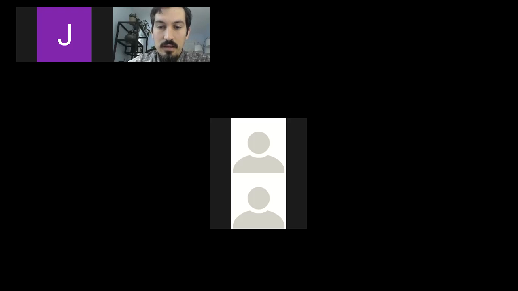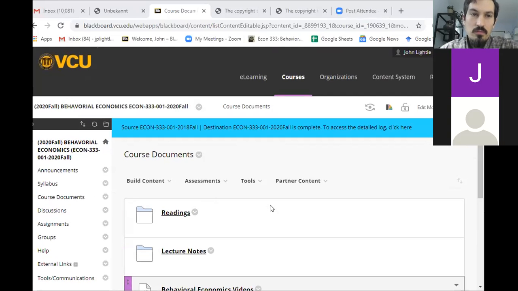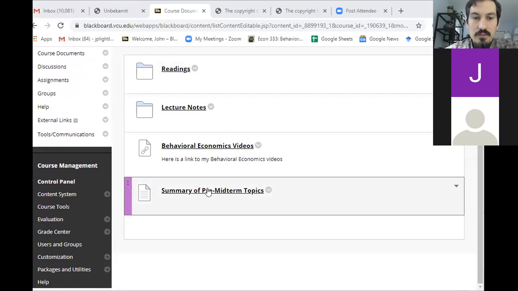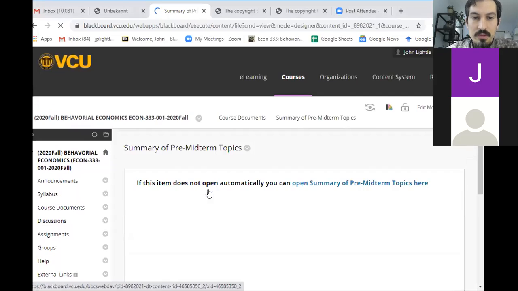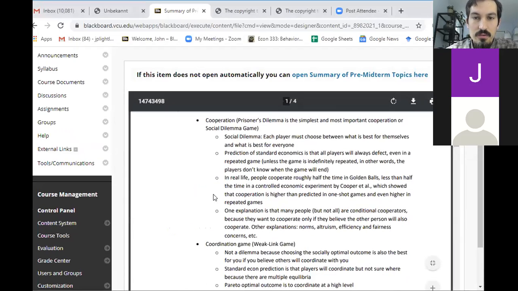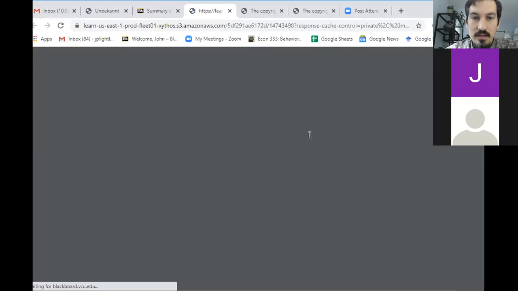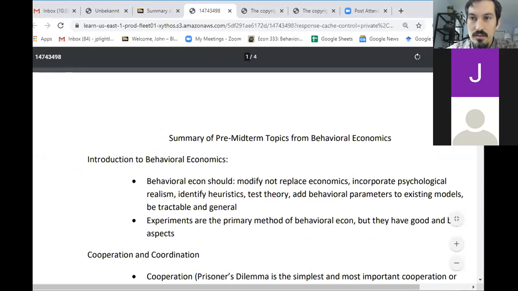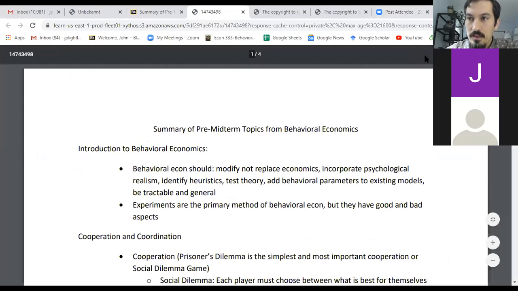Maybe I'll share that screen now. Okay. So just as a way to review, why don't we look at it? Here you can see now I'm on Blackboard. If I go to summary of pre-midterm topics, here we go. It's a PDF file. I'll open it on its own tab. Let me zoom in a little bit. That's too much. Anyways, here we go, guys.